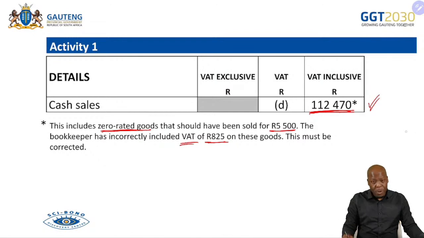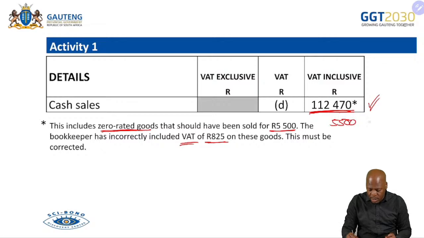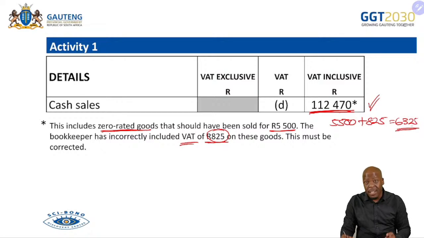Because you're now saying Mr. Simbi said 5.5 is exclusive. Correct. So you need to say your 5.5, which is exclusive, plus the VAT, which is 825, and then how much do you then get? You should get 6,325. Therefore, it becomes my VAT inclusive amount. So, same as this one. This is inclusive. Now I have inclusive here.